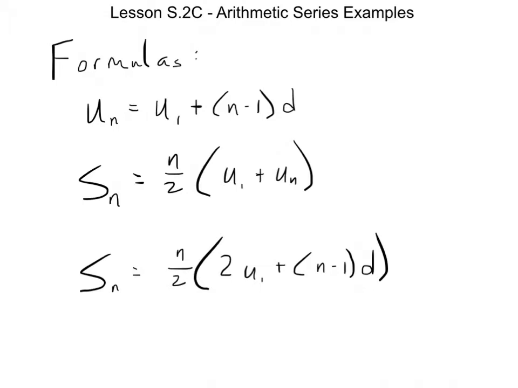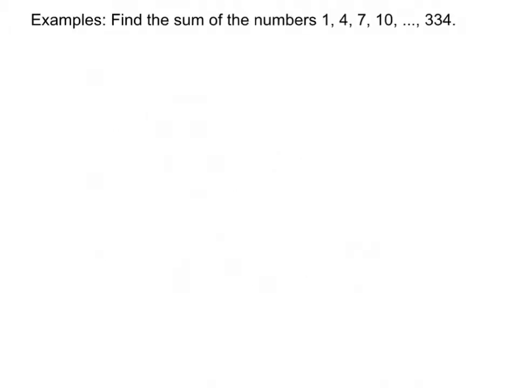I decided to write down here the three formulas that you may need for these problems. You should already have those in your notes from the previous videos, but here they are in case you need to see them again. So let's get to that first example. The first one, I want us to find the sum of the numbers 1, 4, 7, 10, all the way up to 334.